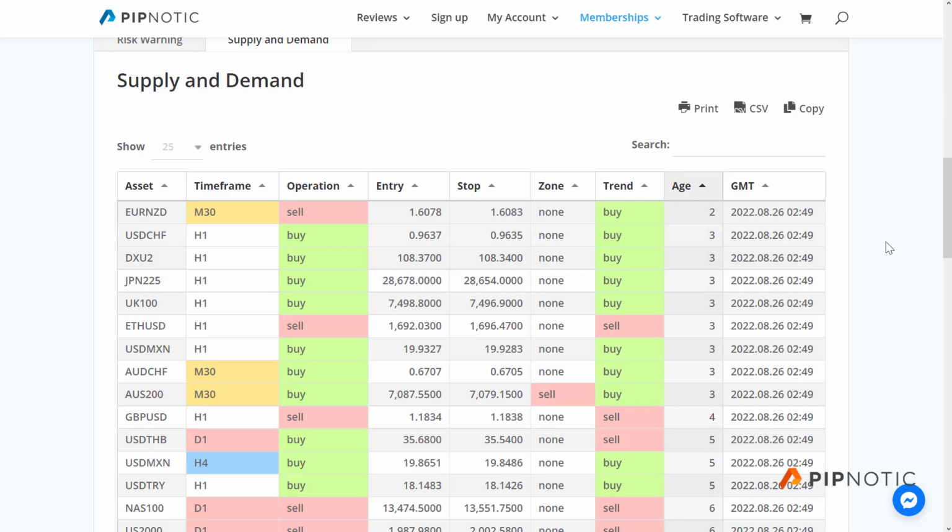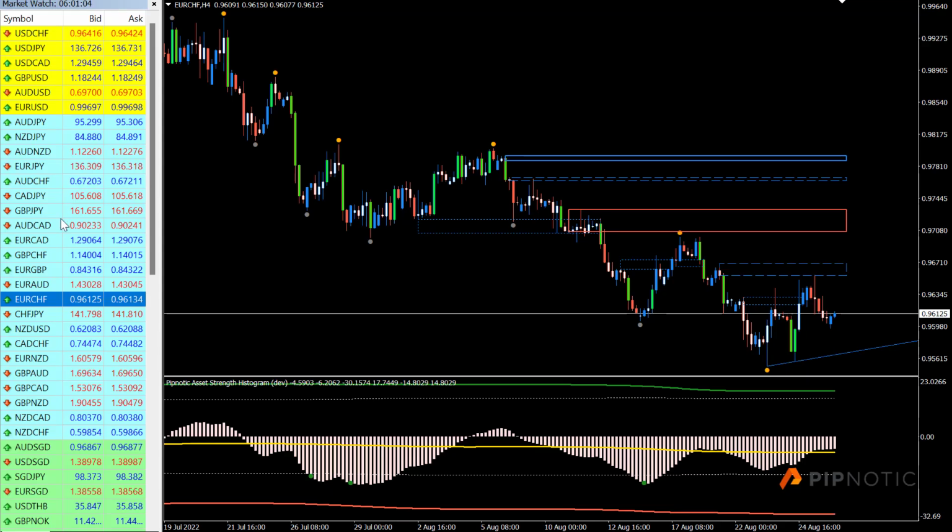And then we have the age of the area. This is very interesting, and this is super important. I talked about this in the last video, but essentially the age is telling us how old the area of supply and demand is, or rather how many periods ago it was created. And we have a Euro Kiwi on the 30-minute chart. Let's have a look at that.